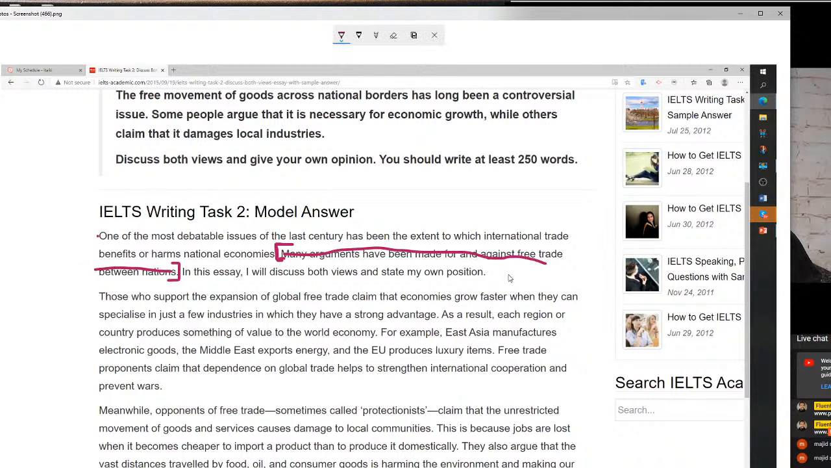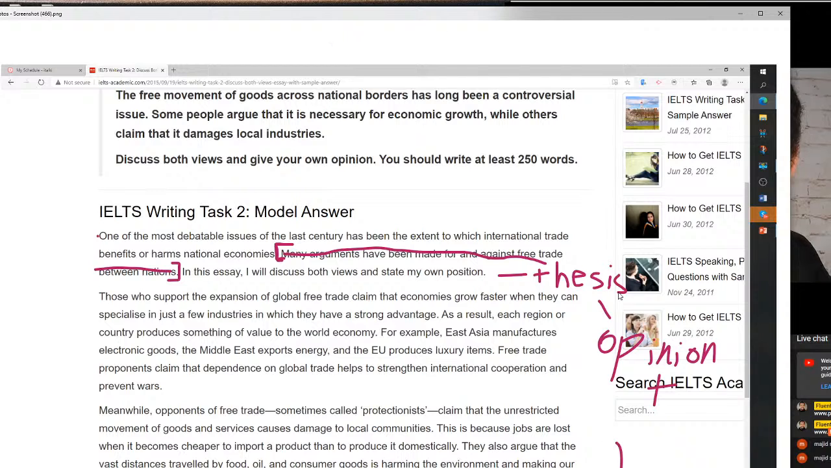Then we get our thesis statement. Like I mentioned before, you want your thesis to do 2 things. Your thesis's job is to do 2 things. The first job is to express an opinion. And the second job is to give proof.